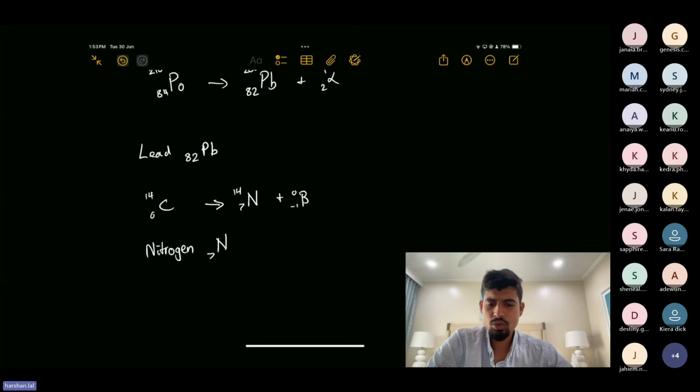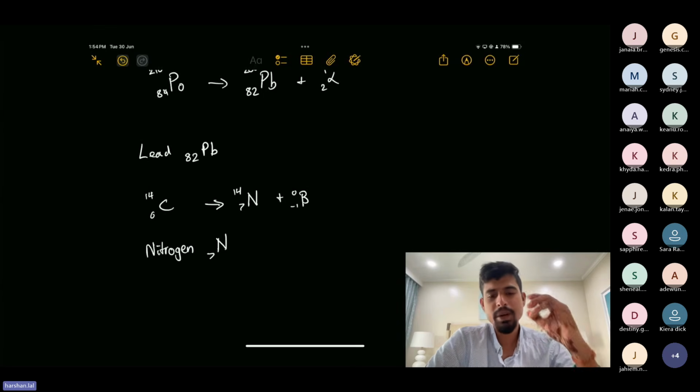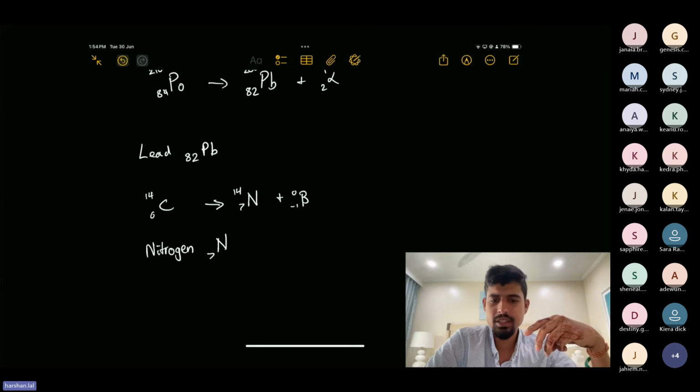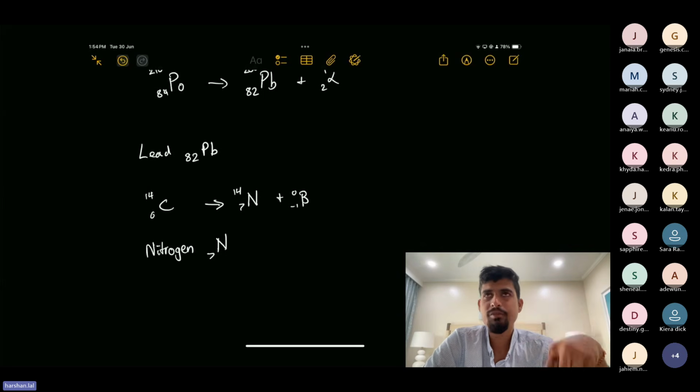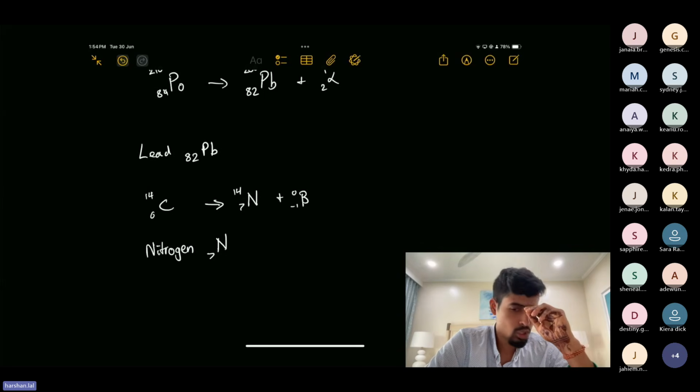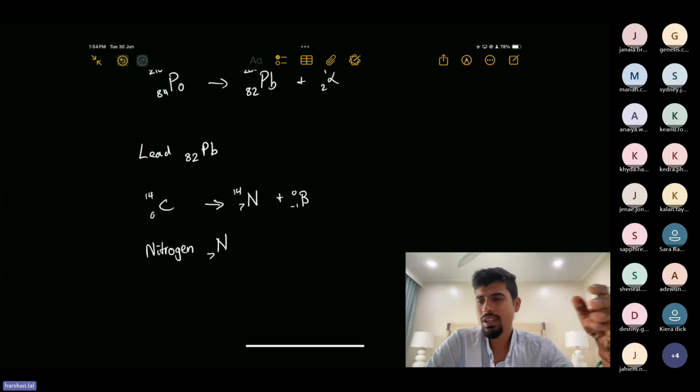Right. So alpha particles, beta particles, and gamma rays are absorbed by different types of materials, right? So alpha particles, as we know, don't have much penetration power as compared to gamma rays, which penetrate deeply, right? So what types of material would we need to stop an alpha particle? What do we need to stop a beta particle? And what do we need to stop gamma rays?